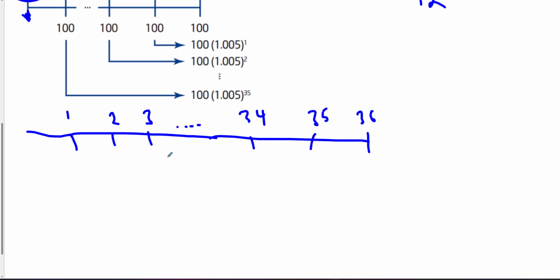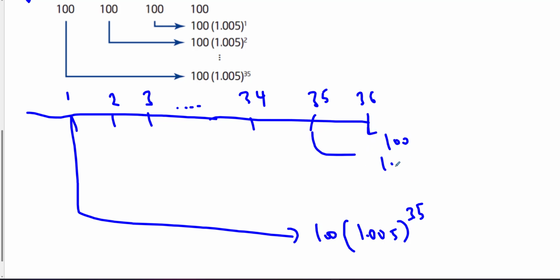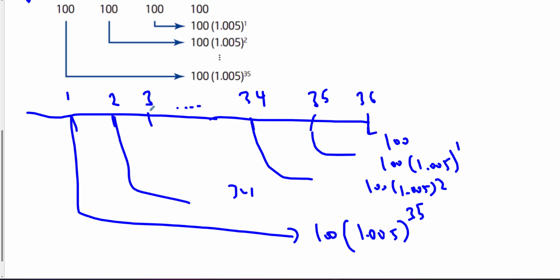And then you just show the equation for the deposit, which is 100 times 1.005 to the power of 35. The deposit for this one is just 100, there's nothing happening. For this one, it's 100 times 1.005 to the power of 1. And for this one, it's 100 times 1.005 to the power of 2. For the 2nd-last one, the exponent is going to be 34, and for the 3rd-last, the exponent is 33. The exponent is just changing by 1 because it's 1 month, right? And that's how you show your timeline.